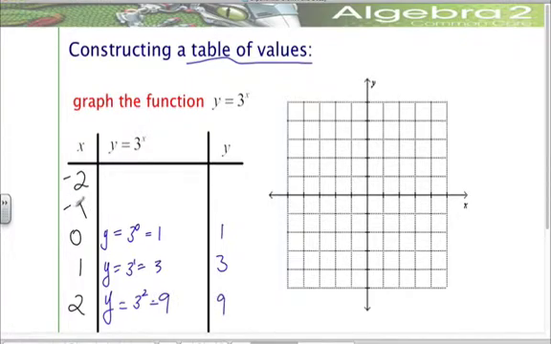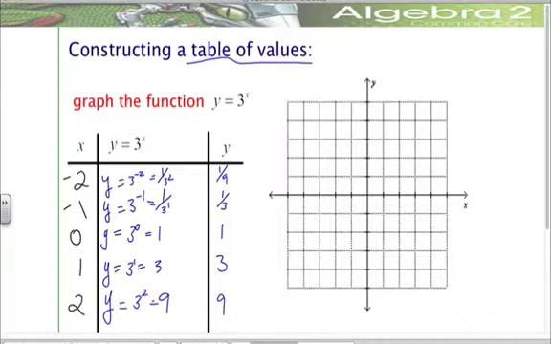But what if x was equal to -1? All right, now this isn't any more difficult. We just have to remember how to deal with negative exponents. That's going to be 1 over 3 to the first power, or 1/3. And if x was equal to -2, then y would equal 3 to the -2 power, or 1 over 3 squared, and 3 squared is 9, so that's 1/9. That's a pretty small value, right?